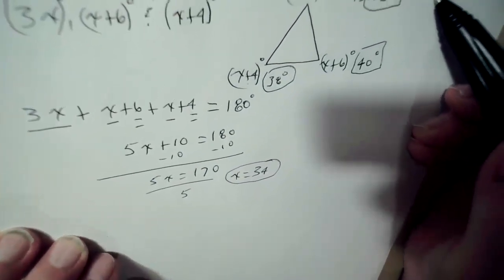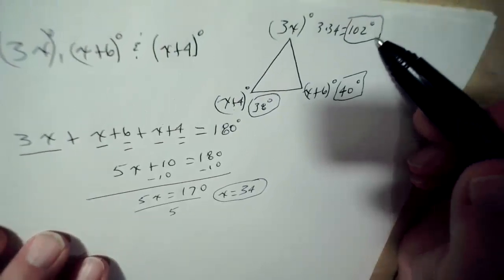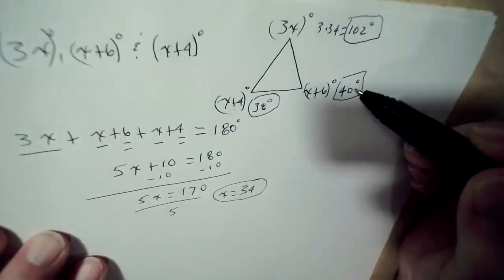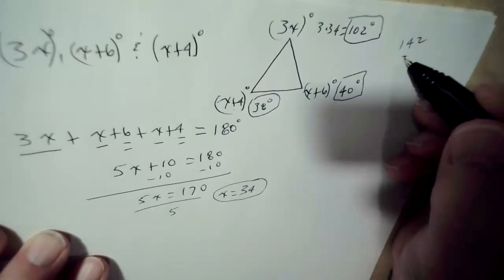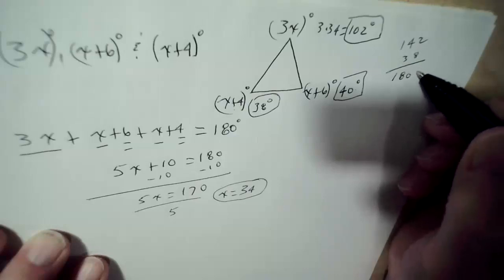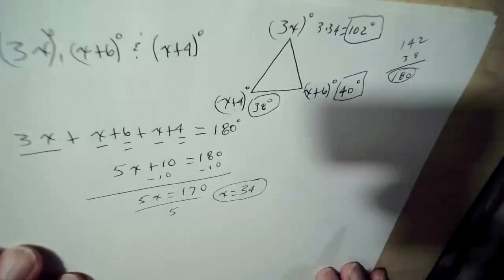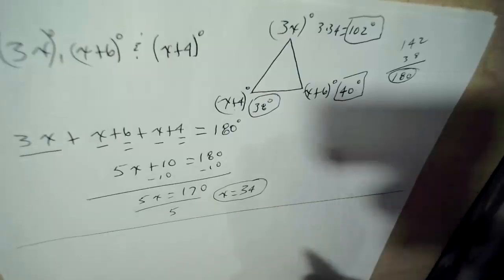So the acid test here is add them all up. Oh, sorry. I'll do better. 102 and 40 is 142. And 38 is 180. So we're correct. Everybody okay with that one? Did I go too fast?